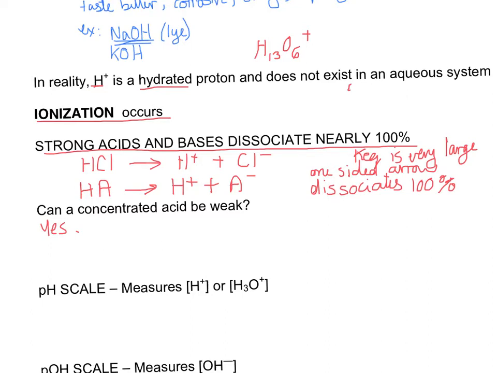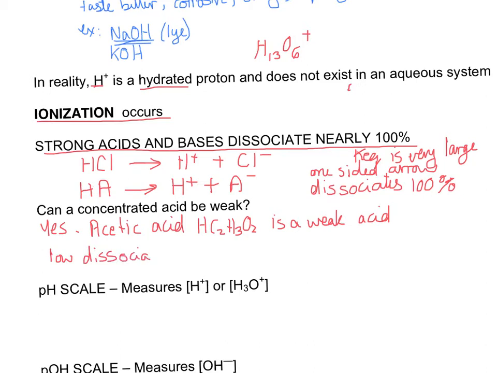So the answer is yes, a concentrated acid can be weak. For example, acetic acid, which is the ingredient in vinegar, HC2H3O2, is a weak acid. So low dissociation no matter the concentration. Now on a side note, acetic acid looks like this.